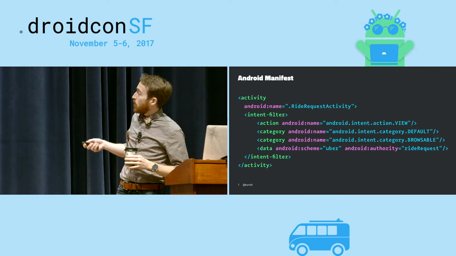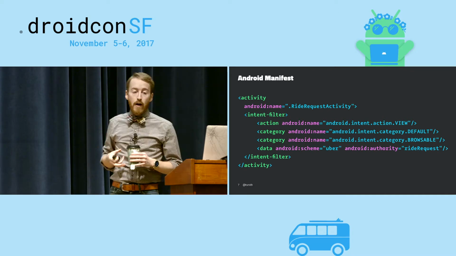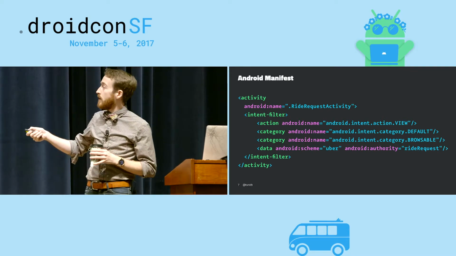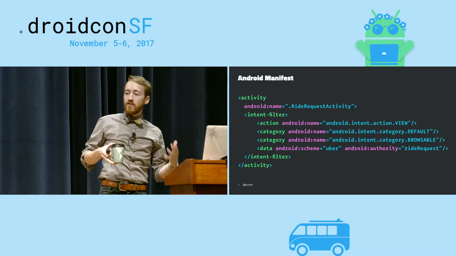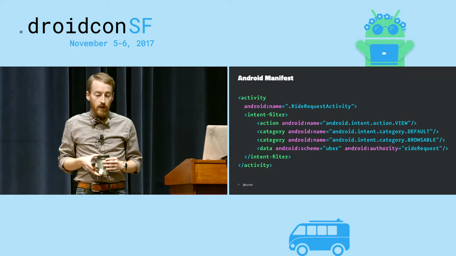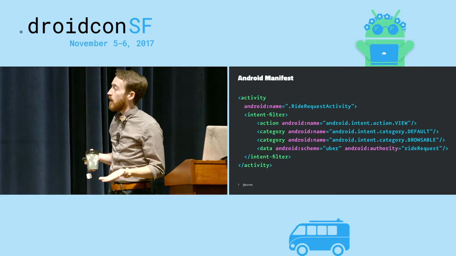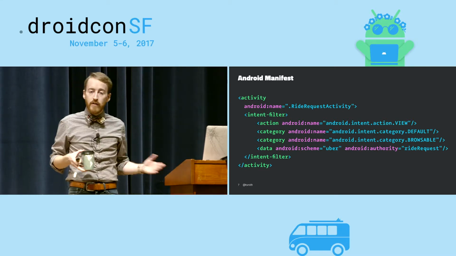In this specific example here, I tightly scope the authority to ride request. I don't just specifically rely on the scheme Uber here. This is to limit the scope of what could be handled. Potentially, we would want different activities that may sit around to handle different flows.